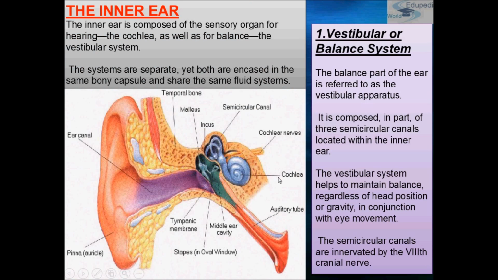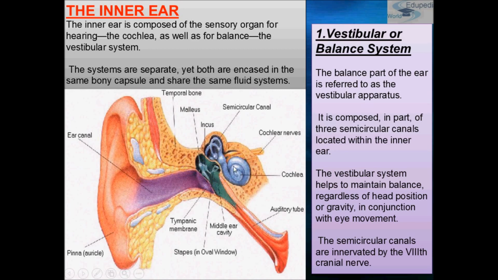Now comes the inner ear. The inner ear is composed of the sensory organ for hearing, that is the cochlea, as well as the vestibular system for balance. That means the cochlea is responsible for hearing, whereas the vestibular system is for maintaining balance. See, this is the cochlea, which is responsible for the hearing purpose.